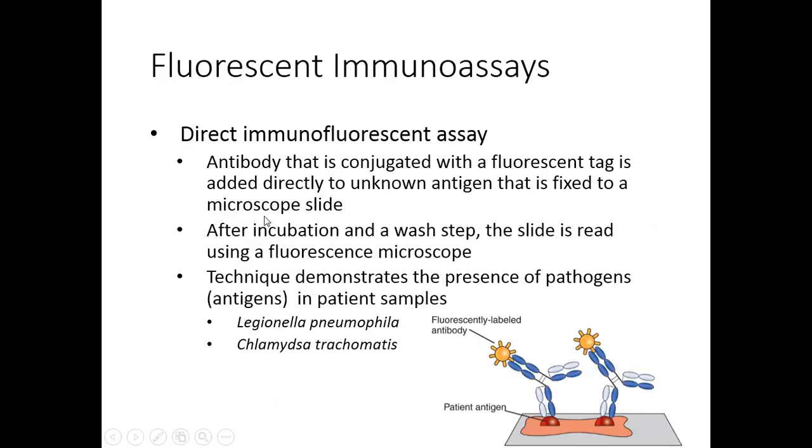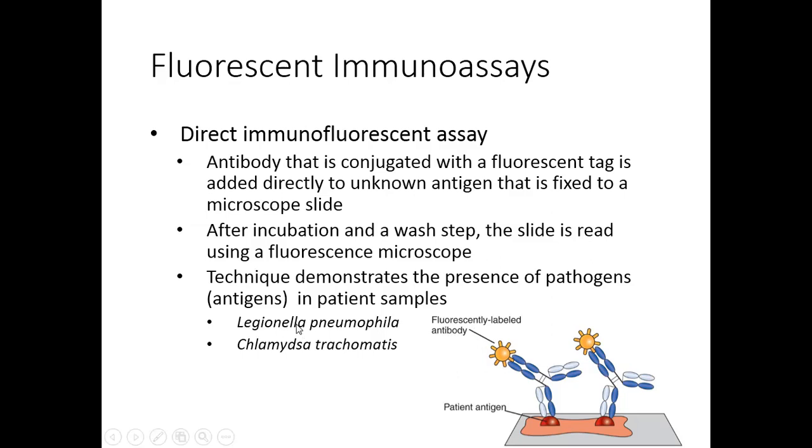Let's look at direct. In this case, again, we fix the patient antigen right to a slide, add fluorescently labeled antibody to the antigen in question, wash, and then hit it with fluorescent light under a microscope. We're going to see that excitation and emission step underneath the fluorescent microscope, and qualitatively define, was it present or absent? Do we see fluorescence or not?